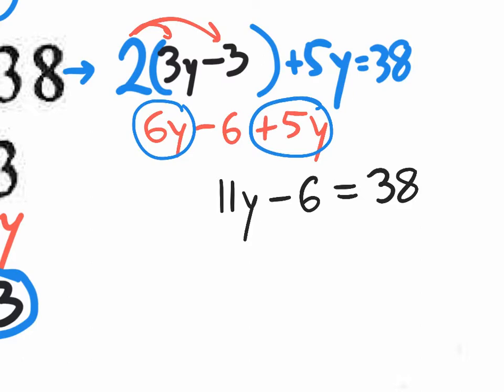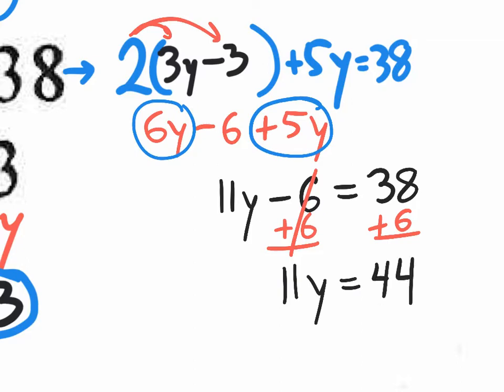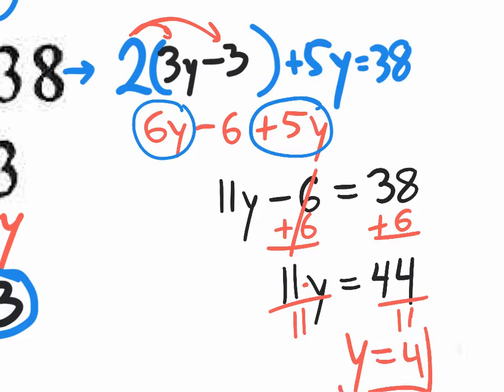I need to get rid of that minus 6 by doing the opposite, plus 6. What you do to one side, you do to the other side, plus 6. You will have 11y equaling 44. And you divide by 11, you will have your final answer of y equaling 4. Now you have one answer, you still need the other.